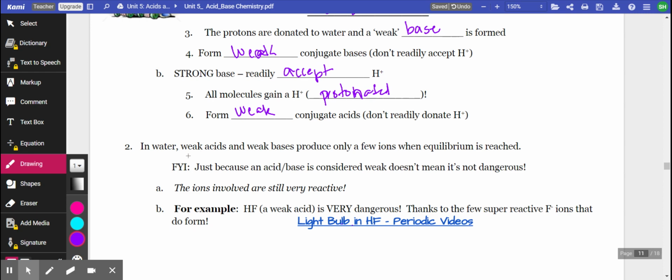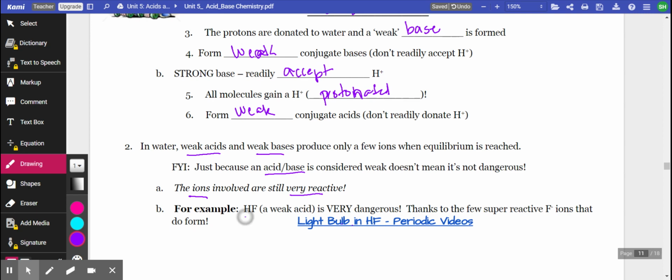So in water, weak acids and weak bases produce only a few ions when equilibrium is reached. So keep in mind that just because an acid or base is considered weak does not mean that it's not dangerous. You have to really look at the ions that are involved. Those really dangerous acids and bases produce ions that are still very reactive, and that reactivity of those ions is what causes it to be so corrosive.